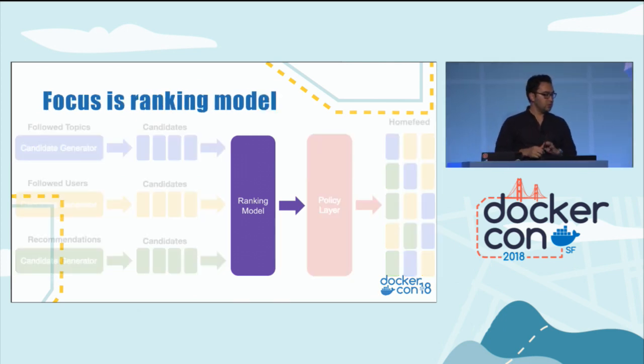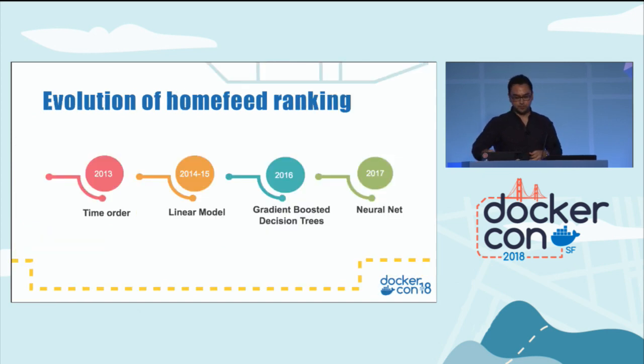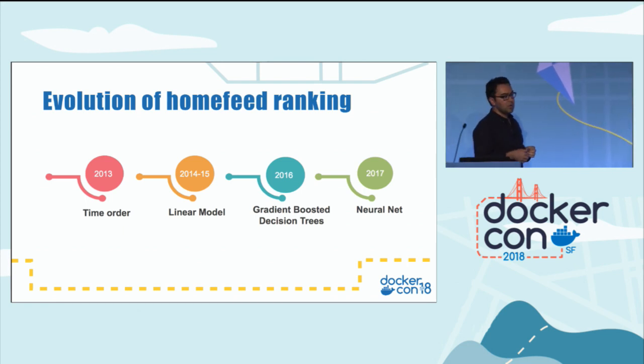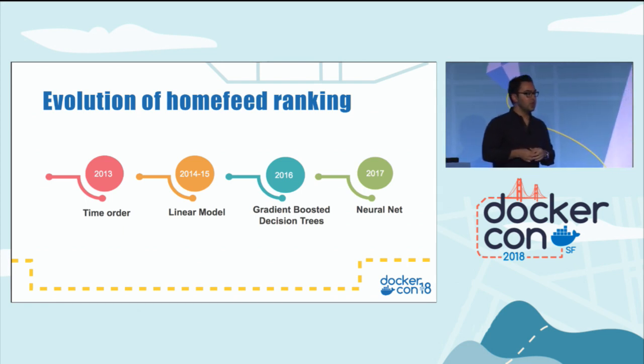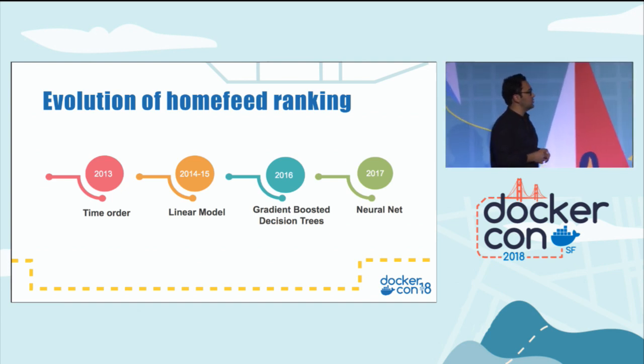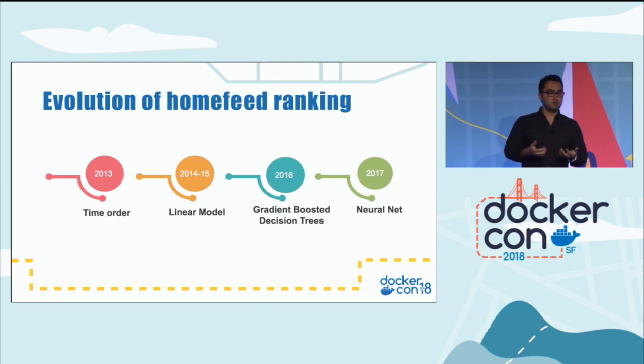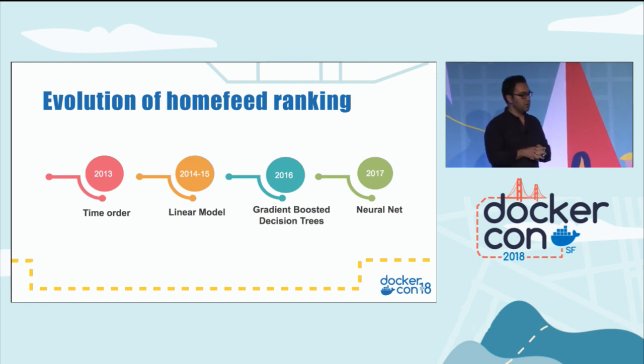So in this talk, we will specifically be focusing on the ranking model. And before I go into the details of our current neural net model, let me give an overview of how our ranking model evolved. So around 2013, the very first home feed experience we were providing was mostly based on time order, so there wasn't much of a machine learning behind it.